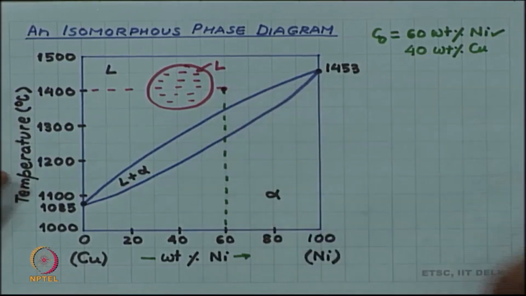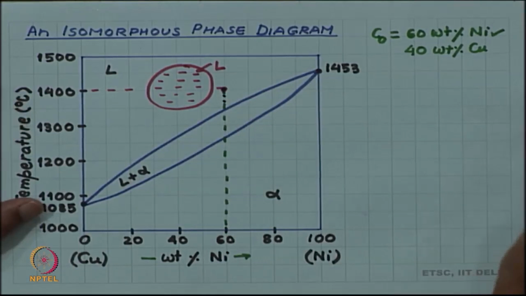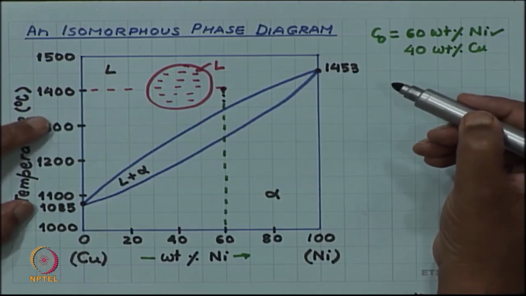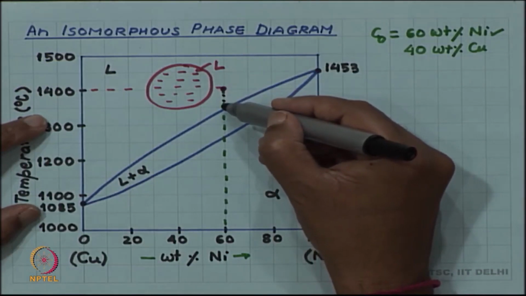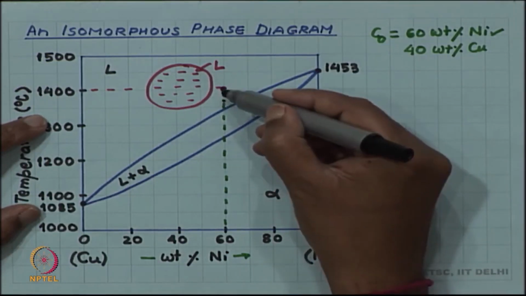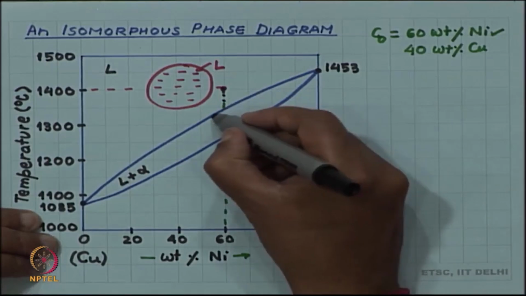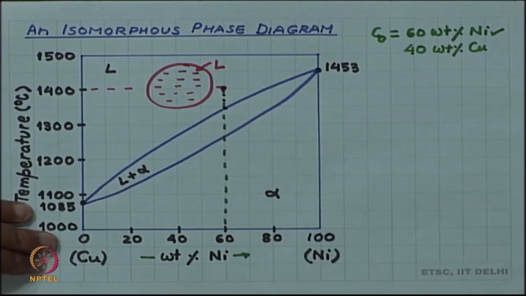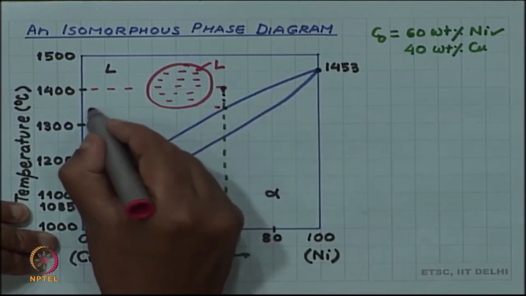As you cool, the alloy will show whatever changes are due to cooling. For example, there will be thermal contraction, so the volume of the liquid will reduce. Liquids generally will increase in viscosity as the temperature lowers. So, such physical properties will change, but there will be no phase change till you reach the liquidus boundary. So, the liquidus boundary is reached at this temperature, and we can call that temperature the liquidus temperature.